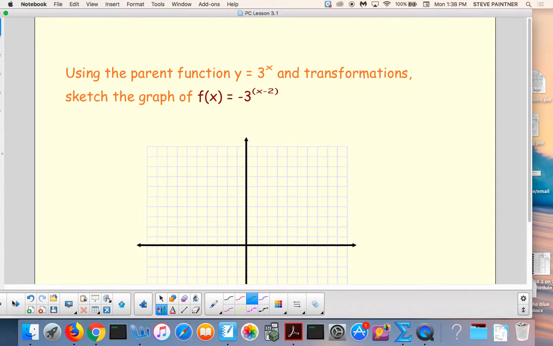Okay. Ready? Using the parent function y equals 3 to the x and the transformation, sketch the graph of this. So guys, get that one graphed, and then go graph that one using your transformations. Right 2, up 2, down 2, stretch it by 2, stuff like that. You should describe it to yourself, but then you have to graph it. I need 2 graphs. Get me the parent, and then get me the real one.